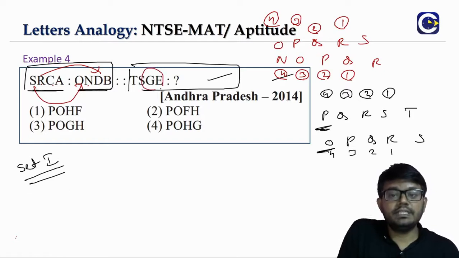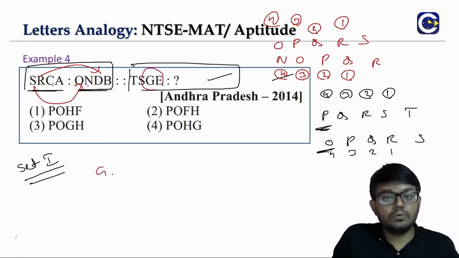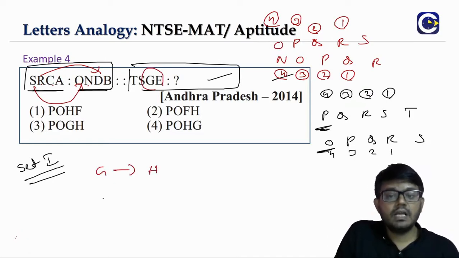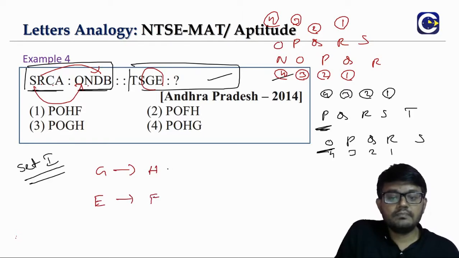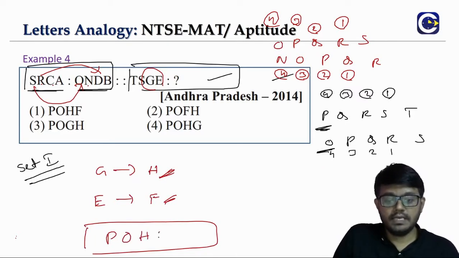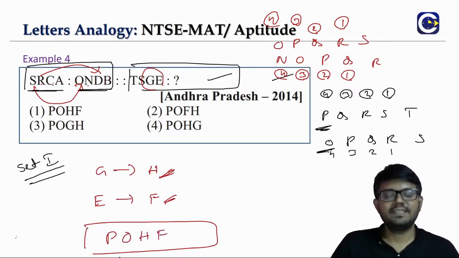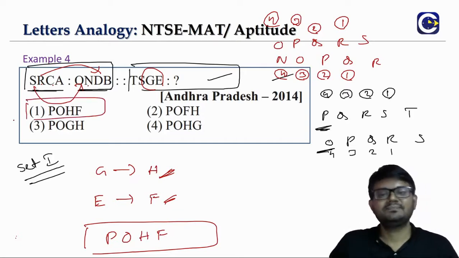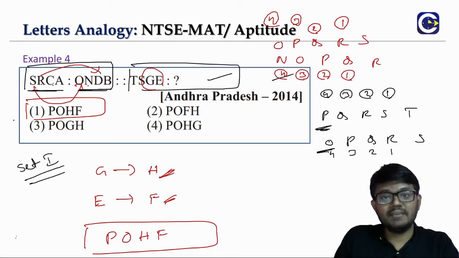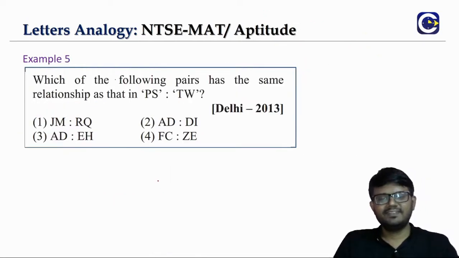What is it? G and E. What is the last 2? What is the rule? We have to just choose the next letter. After G what will come? H. After E what will come? So what is the correct matching sequence? P, O, H, F. Where is it? Option 1. So you see here in some of the questions, right, it is not like all the letters have to follow the same relation. We can have different. So look at the next one.